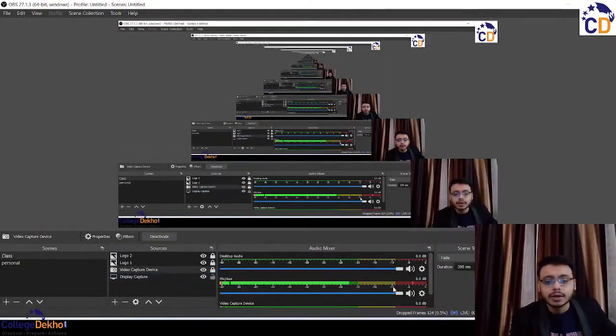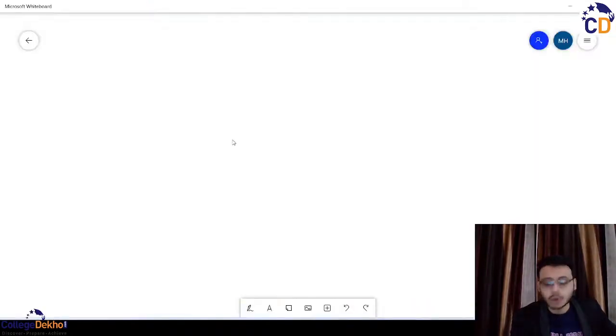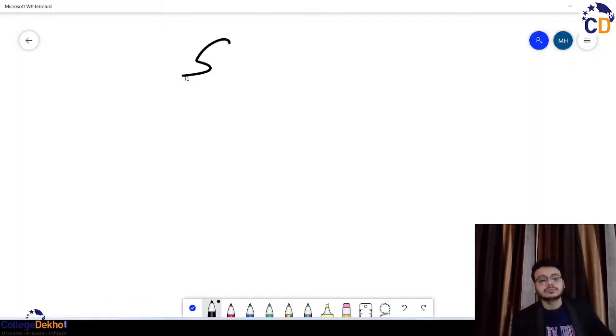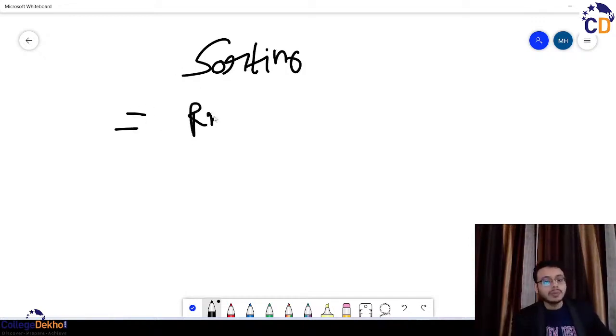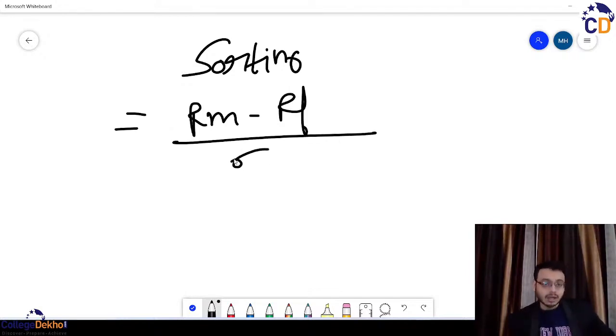Okay. There is one ratio in the market which is popularly called your Sortino ratio. Sortino ratio. So what is Sortino ratio? The formula remains the same: Rm minus Rf divided by the standard deviation. Now you will say Sharpe's ratio's formula was the same and Sortino's ratio's formula is also the same. Then what is the exact difference between Sharpe's ratio and Sortino's ratio?